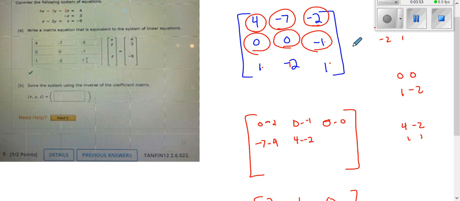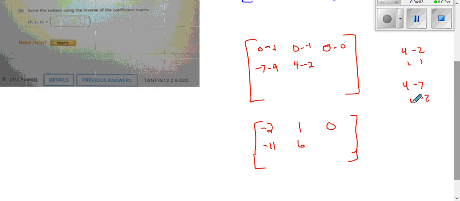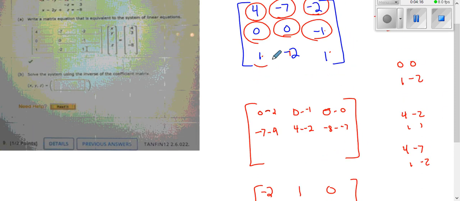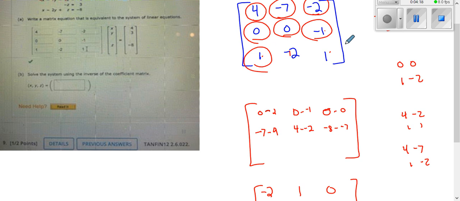Next one, get rid of this and this. So we're going to do 4, negative 7, 1, negative 2. 4 times negative 2 is negative 8, minus negative 7 times 1 is negative 7. Negative 8 minus a negative 7 would be negative 8 plus 7, which is negative 1. Okay, now we're going to do this one.